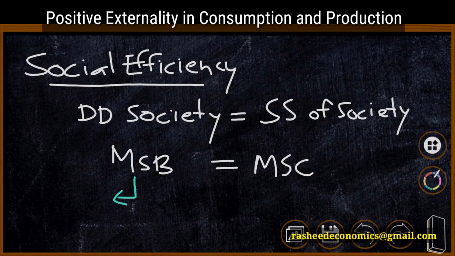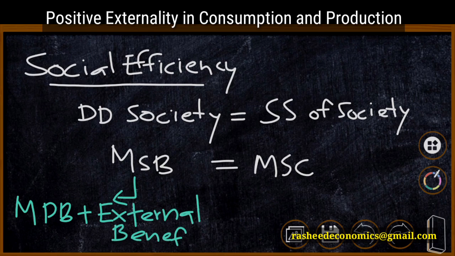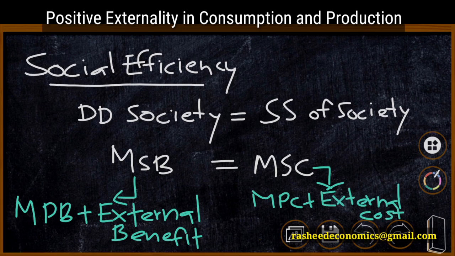Here, marginal social benefit is equal to marginal private benefit plus external benefit. That means private benefit plus external benefit of the society is termed as marginal social benefit. Marginal social cost is the marginal private cost, that is, the cost of production to a particular individual producer, plus the external cost or social cost of production. This constitutes the marginal social cost.